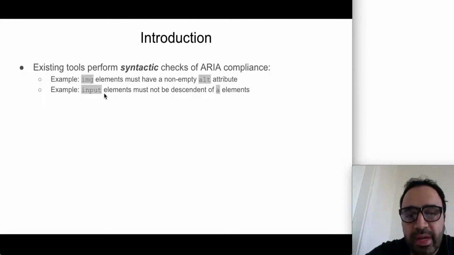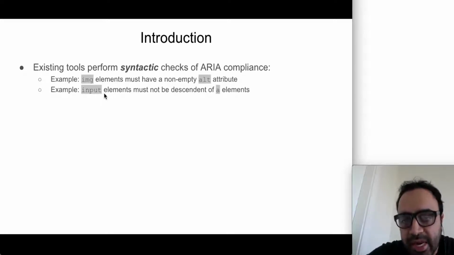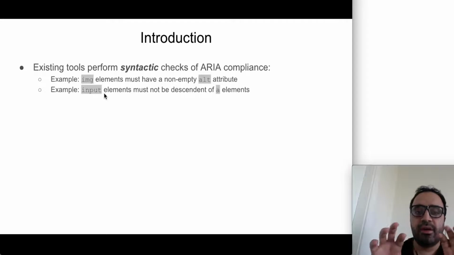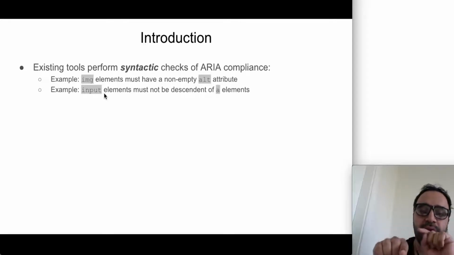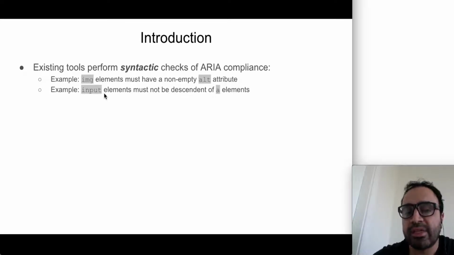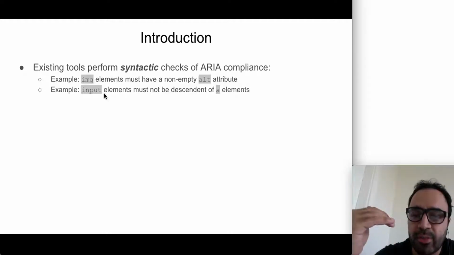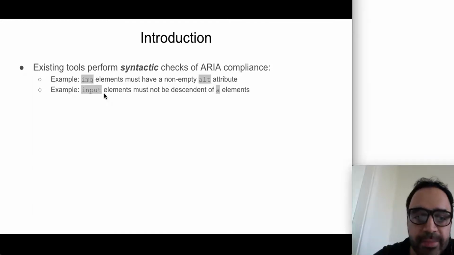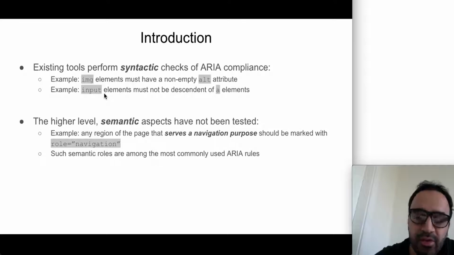Another example is that input elements cannot be descendants of hyperlink elements, A elements, in order to avoid the overlapping of input and hyperlink elements. So this is again another ARIA rule that is basically checked in a syntactic fashion. So you can easily, immediately parse the HTML file and assert from the syntax whether these rules are satisfied or not. However, there are higher level semantic aspects that have not been tested.